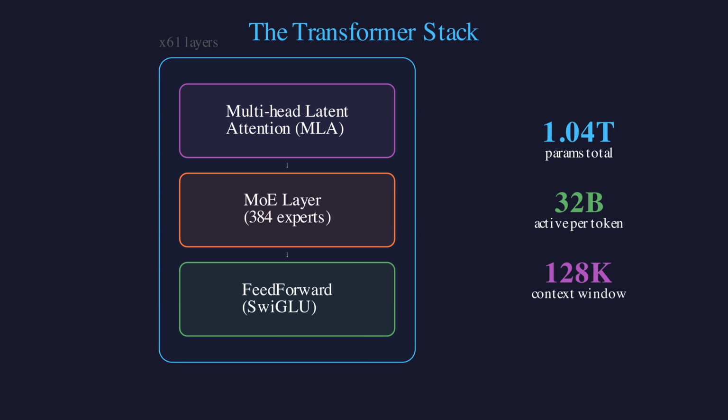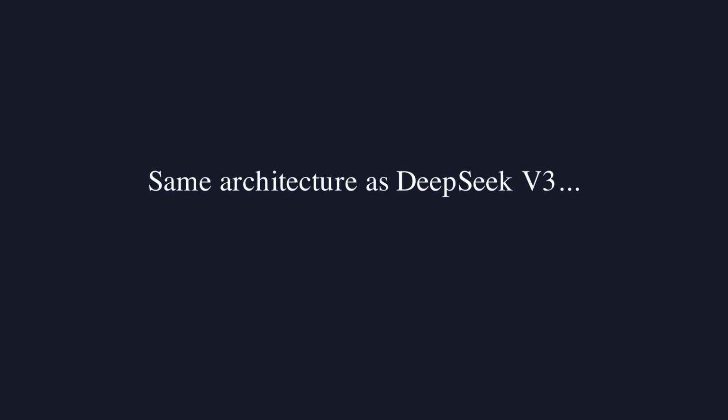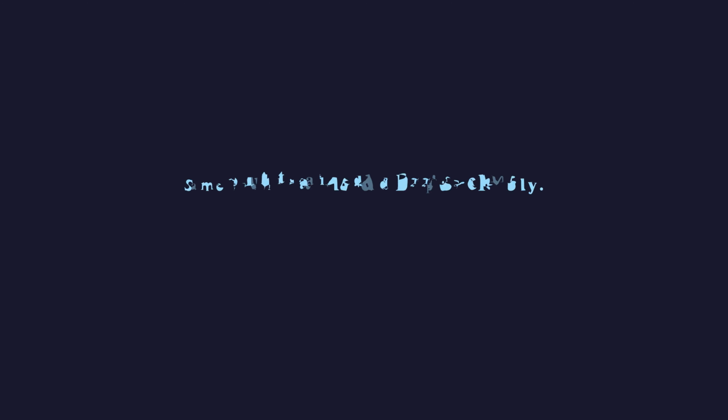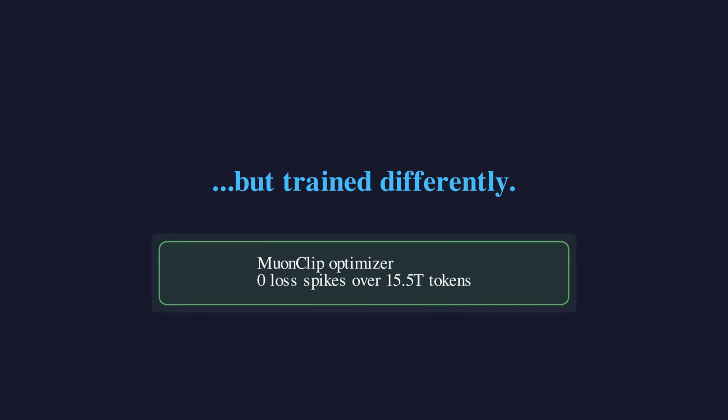This model runs on the exact same architecture as DeepSeek V3. Same transformer blocks, same attention mechanism, same expert routing. And somehow it's crushing models that cost 10 times more to use. So the question isn't what did they build, because the answer is nothing new. The question is how did they train it, because that's where everything changes. Let me show you exactly what Moonshot AI figured out.